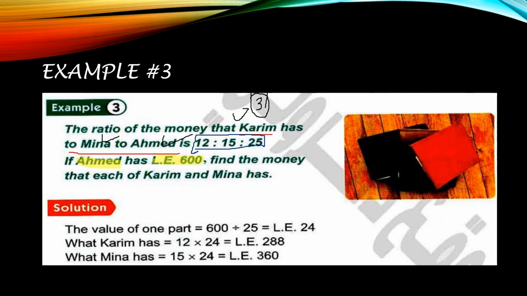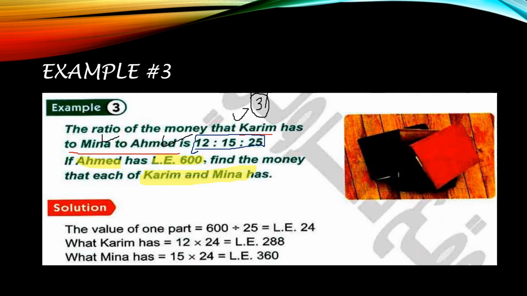Find the money that each of Kareem and Mina has. Okay, this is nice. So he has given us the amount of money that Ahmed has, and he now wants us to find the amount of money that Kareem and Mina have using the ratio that he has just given us. So let's see how to do this.